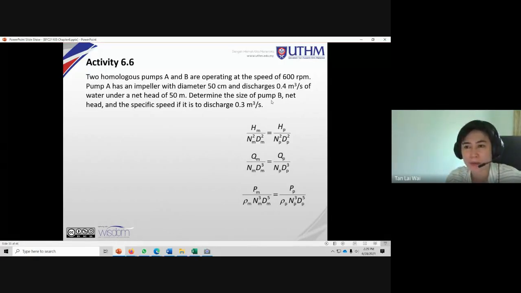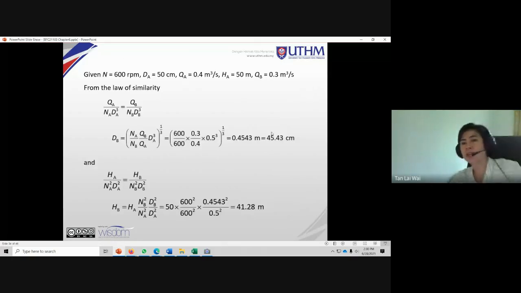After you have determined the size of pump B, you can solve for net head, because D for A and B are available, and HA is available. I put here M and P, which is model and prototype, but you can change it to pump A and pump B. If you look at the solution provided in your slides, it gives the same answer as us, which is 45.43 centimeter.